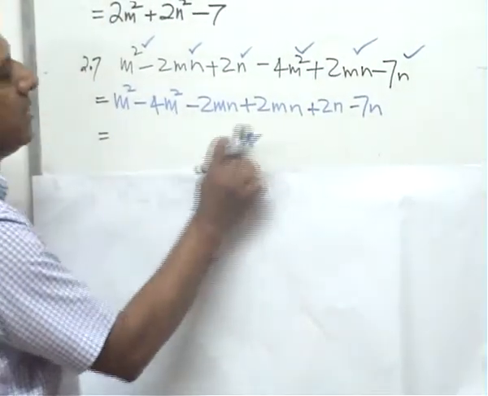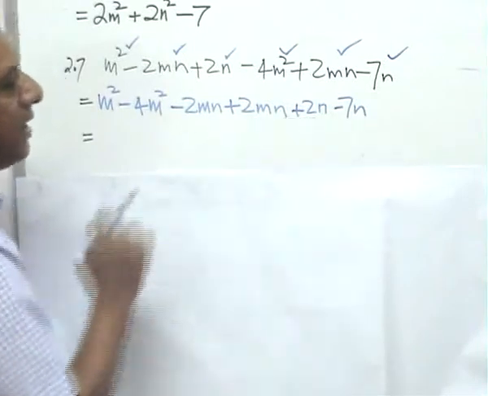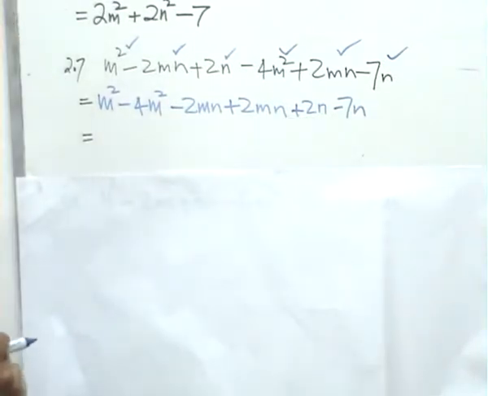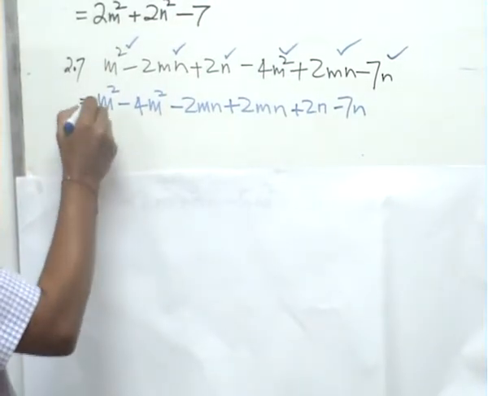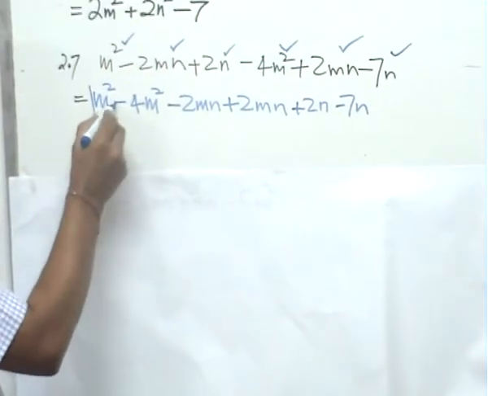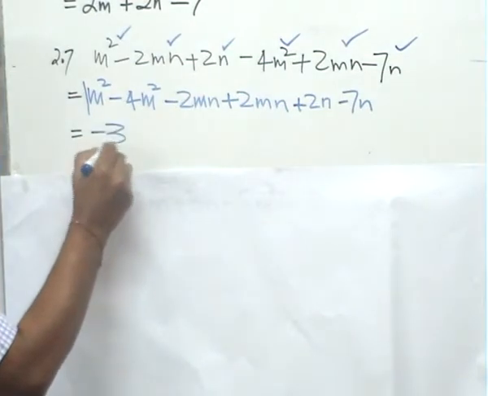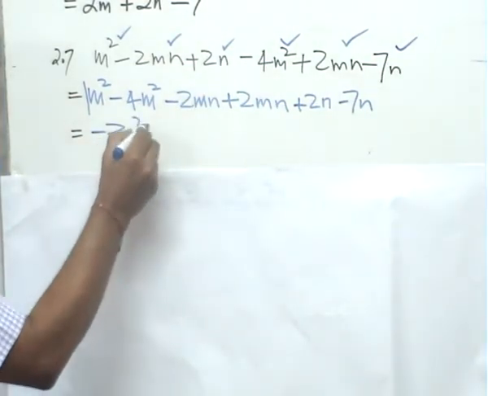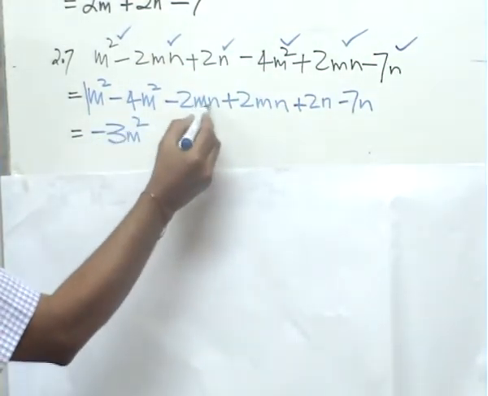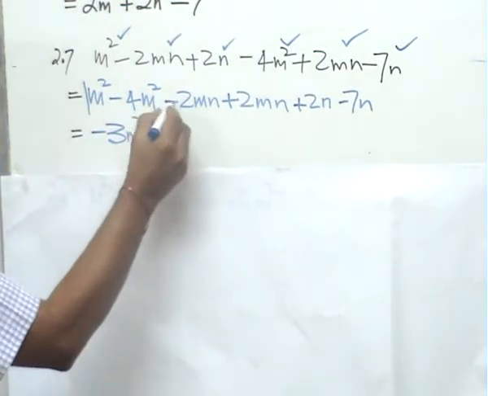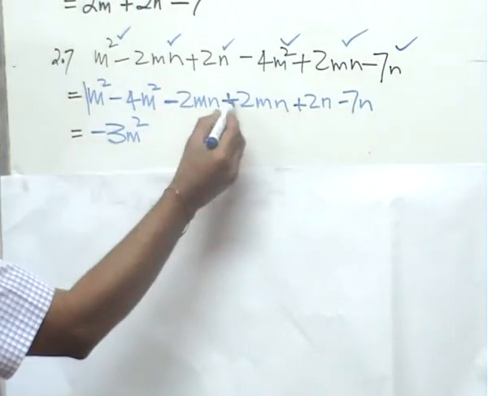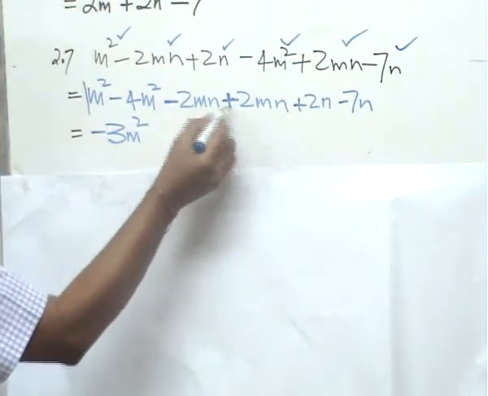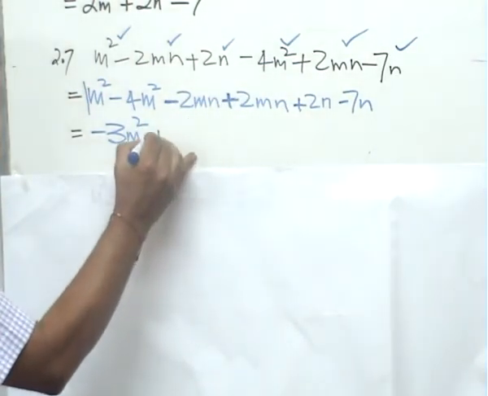So what we're doing is we're writing the like terms next to one another. And thereafter, you can add them up. These are like terms. There's a 1 here that's understood. 1 minus 4 is minus 3m squared. Now, you've got 2mn, minus 2 and plus 2. You're owing 2, you've got 2. If you add them up, you'll get 0.